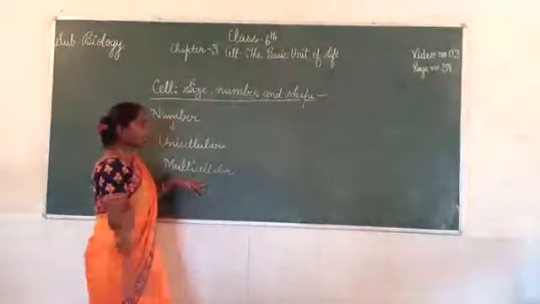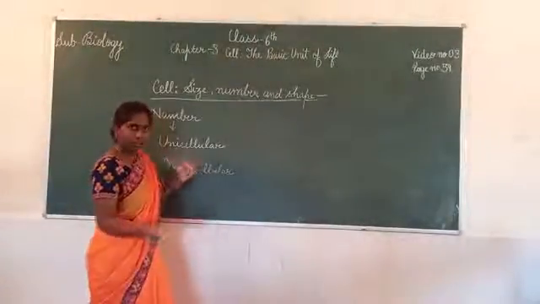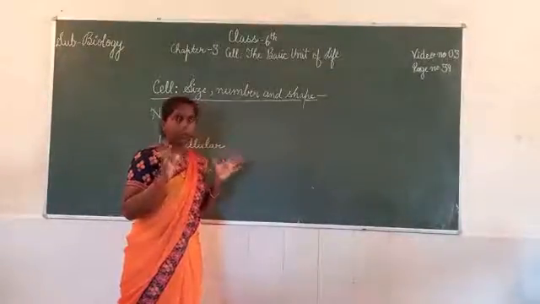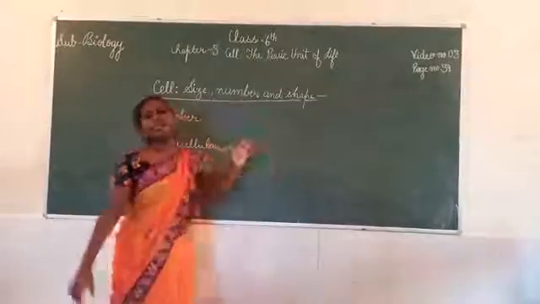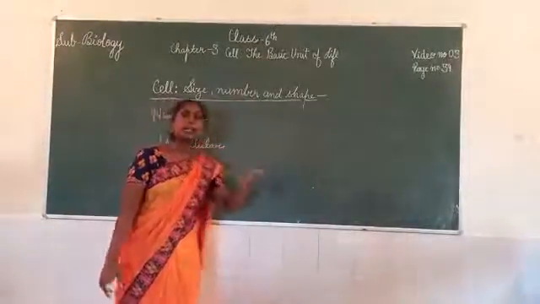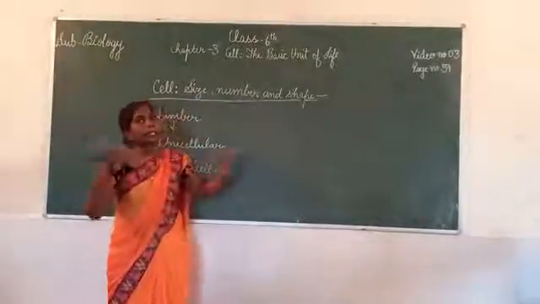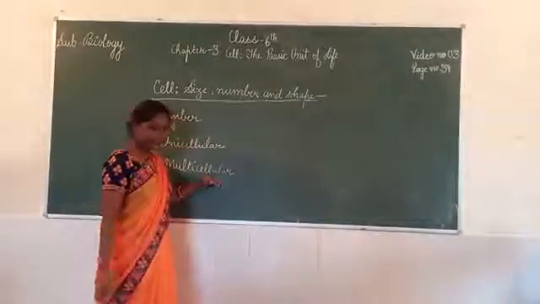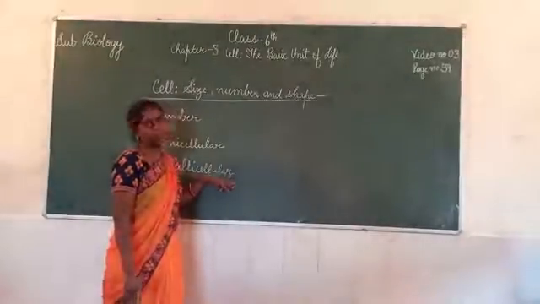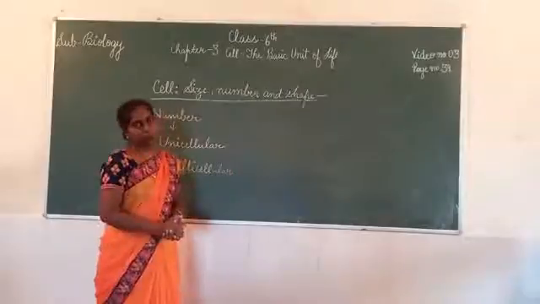What is the meaning of unicellular? Uni means single. Cellular means cell. It means in the organism's body there is only a single cell. And multi means many cells. Multicellular organisms are those organisms in which lots of or many cells are found.